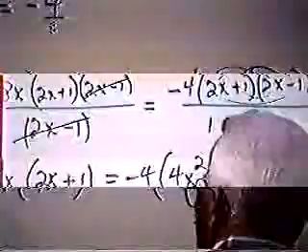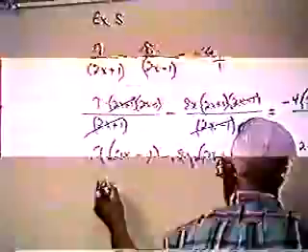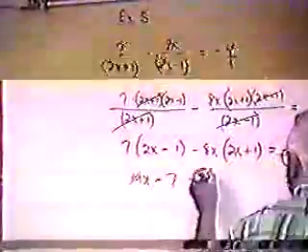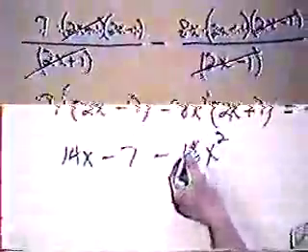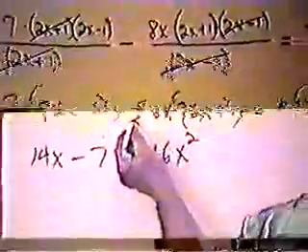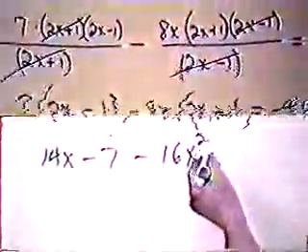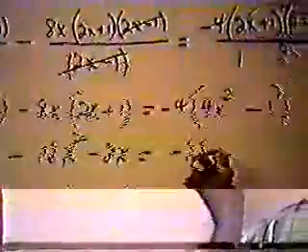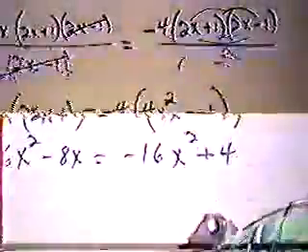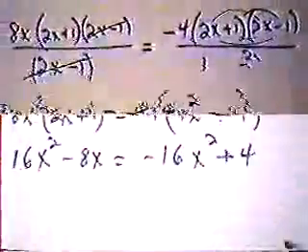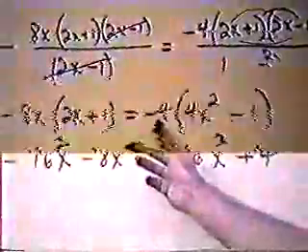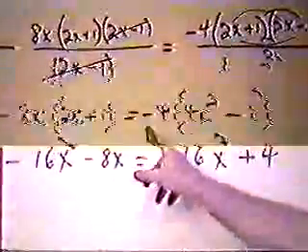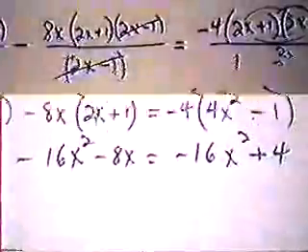So let's start over here. This would then be 14x minus 7 minus 16x squared. 8 times 2 is 16. x times x is x squared. Minus 8x times a plus 1 is a minus 8x, equals a minus 16x squared plus 4. Minus times a minus is a plus. A lot of us are careless here. But don't forget, that's a minus 4 times everything inside.